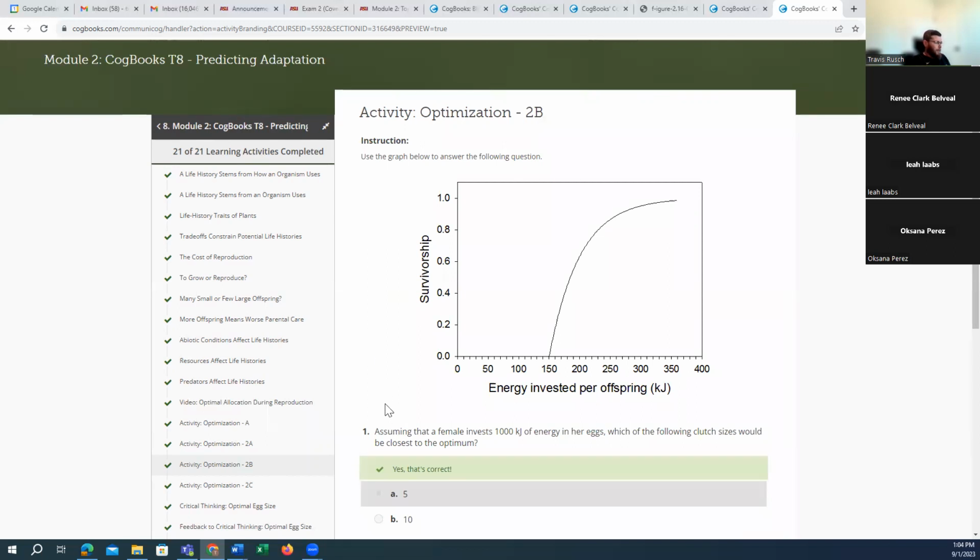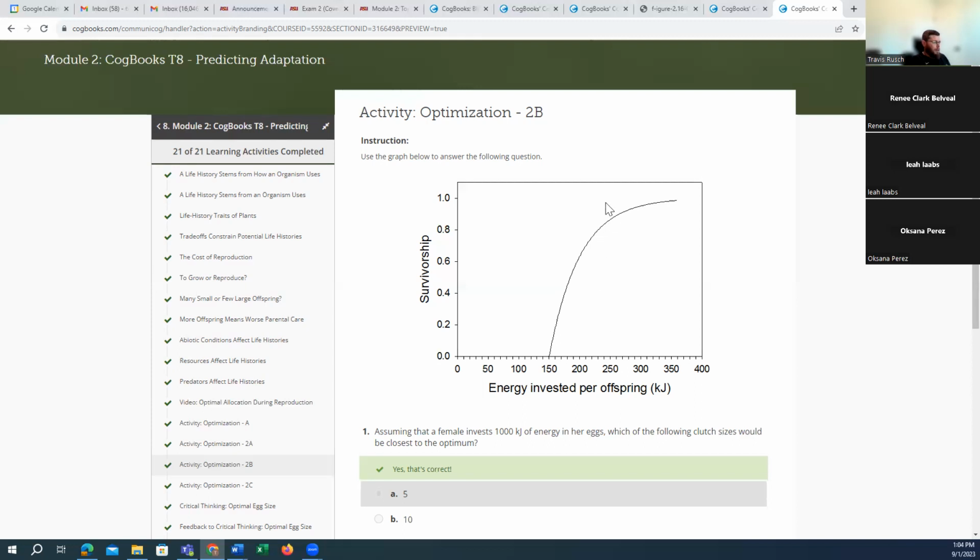This is assuming a female again has 1,000 kilojoules of energy in her eggs. Which of the following clutch sizes would be the closest to optimum? So where would we call the inflection point for this question? I mean, maybe 250. I'm having a hard time because I feel like I'm just kind of guessing where the point would be. It is a little subjective.